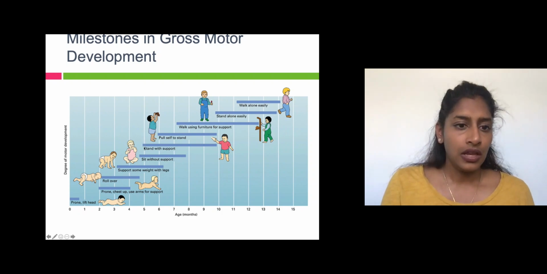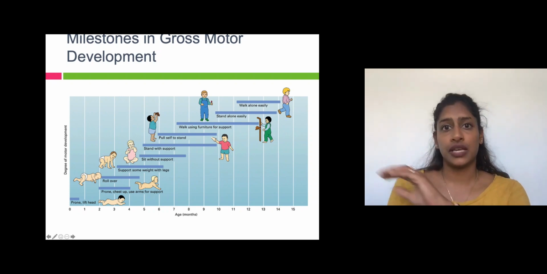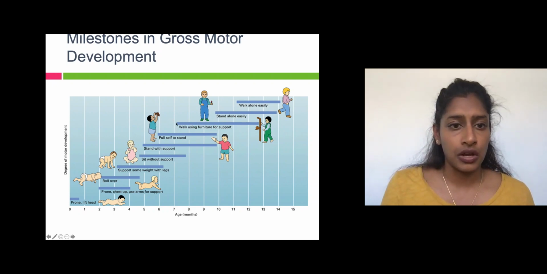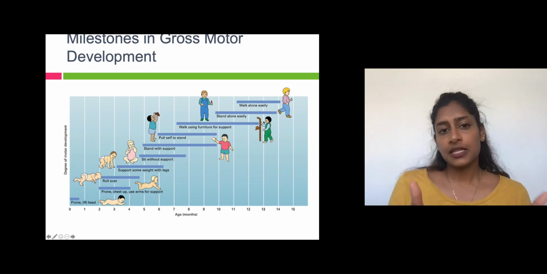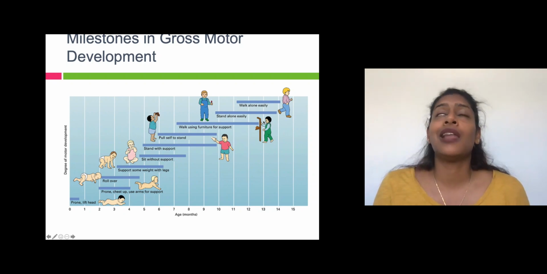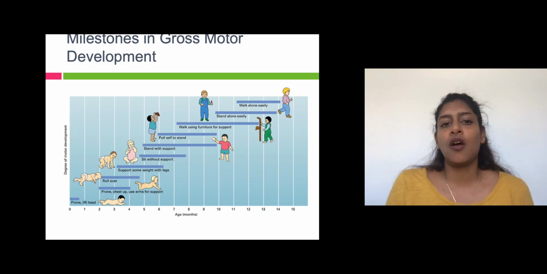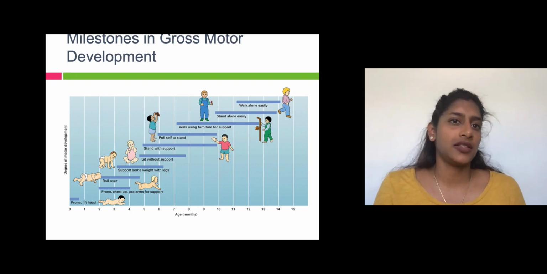Even something like standing with support, this is huge, 5 months to 10 months, right? Or walking using furniture. We call this cruising, moving around using furniture. We've got 7 months all the way to 13 months. That's a pretty big range. And a lot of times you'll hear parents say, oh, my kid was walking by X months, and they're super advanced for their age.